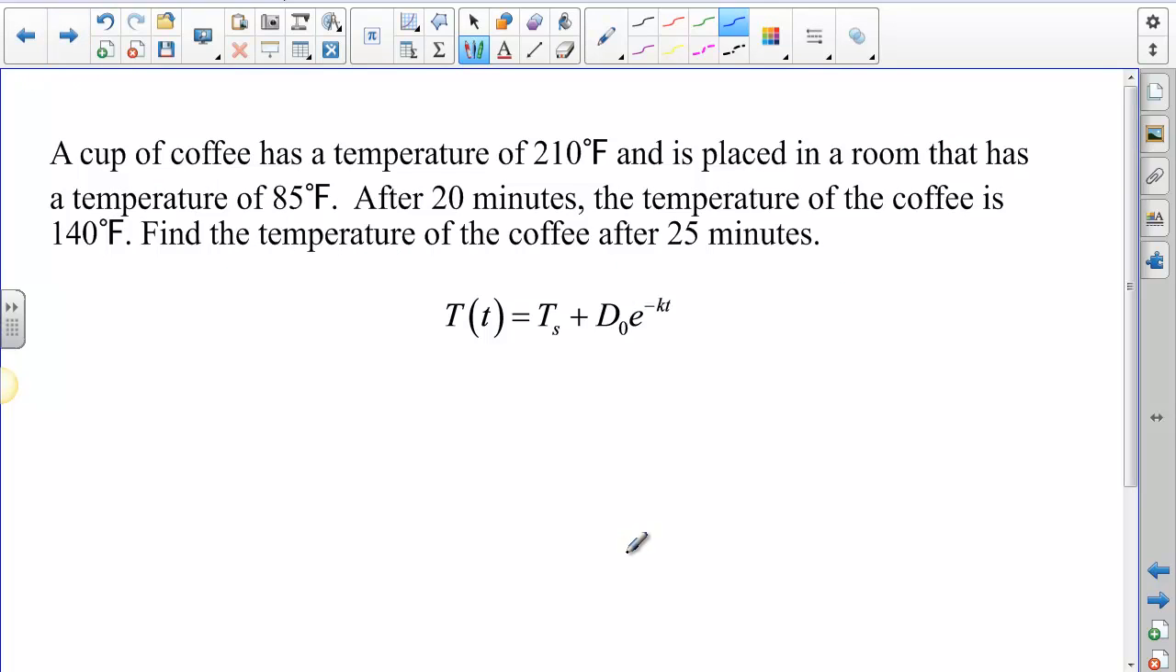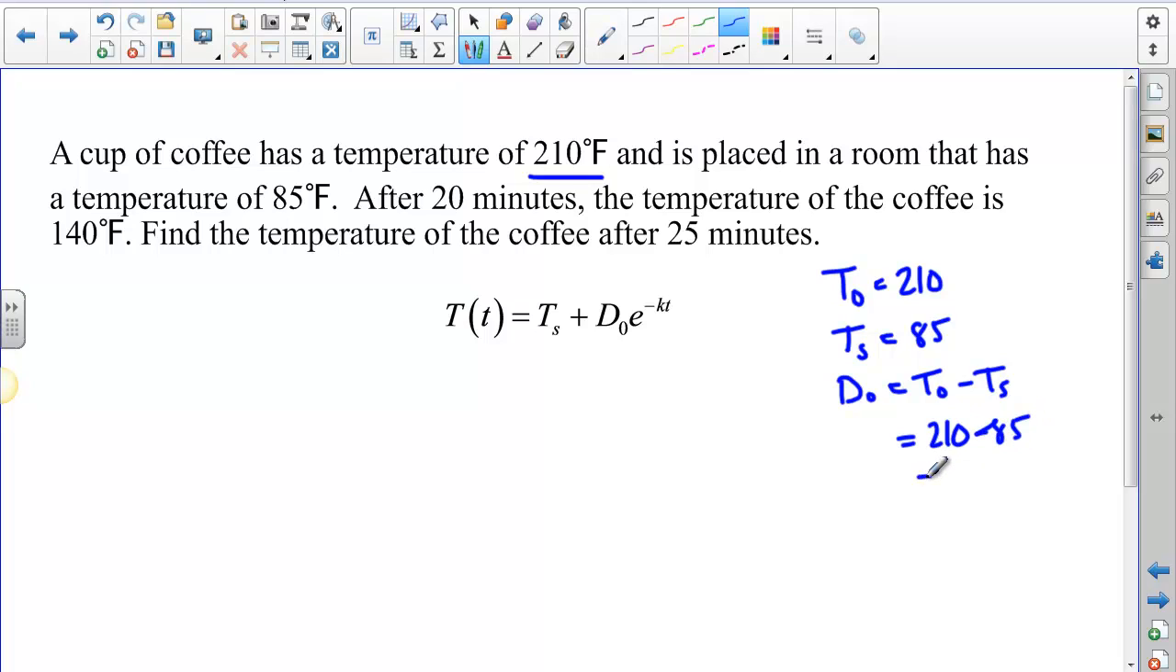This example is one about Newton's law of cooling, which we did the experiment about. So this should be pretty straightforward. The 210 degrees Fahrenheit is our initial temperature. So that's 210. We're placing it in a room that's 85 degrees. So the T sub s is 85. I need to know D sub 0, which in this case is T sub 0 minus T sub s. And so in this case, it's 210 minus 85, which is 125.